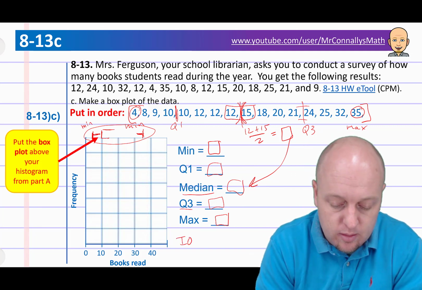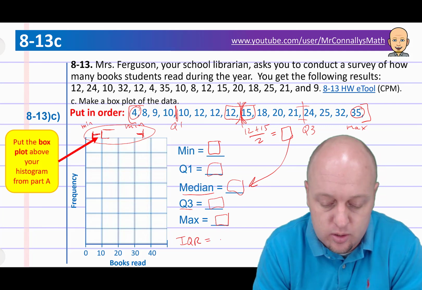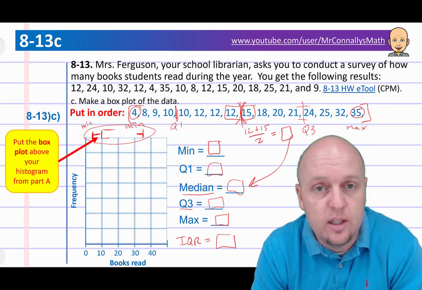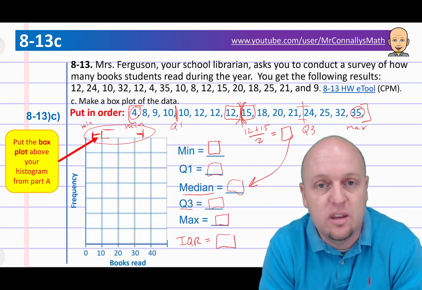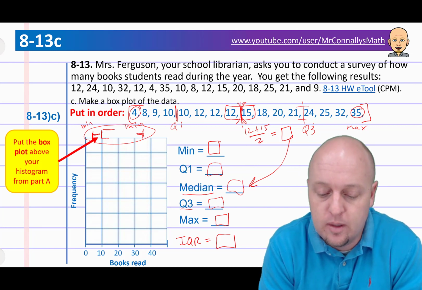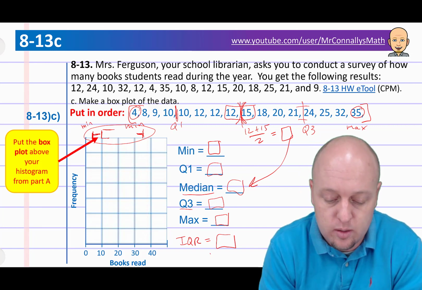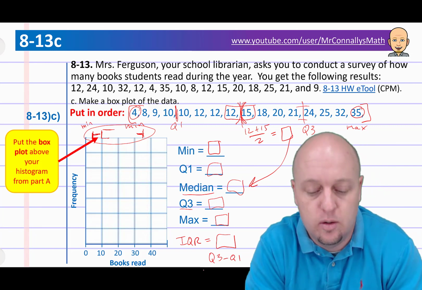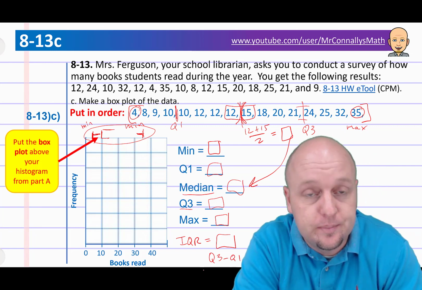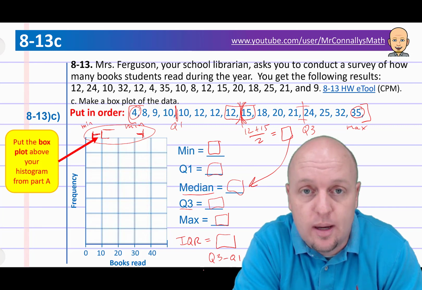Let me put that down here because you'll need it for the next question. Make sure you find the interquartile range. Remember, that's the length of the box between Q3 and Q1. It's Q3 minus Q1. Okay. Pause if you need more time.